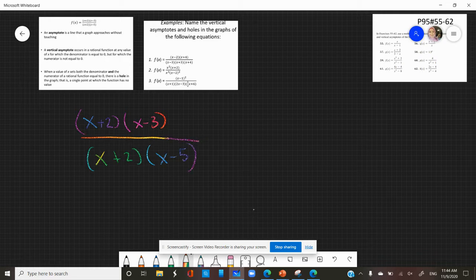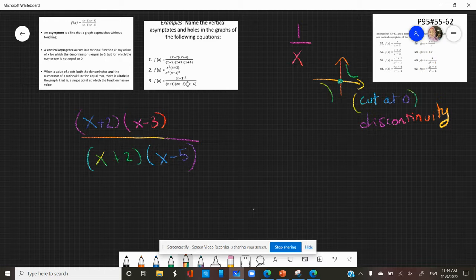If you remember the parent reciprocal 1 over x, and you should also remember its graph, we said there is a cut at 0, or what we called discontinuity in fancy words. Easy words, cut at 0. And why is it 0 specifically again? Because we can't have the denominator equal to 0. So this value is not allowed. We need to exclude it, and this is why this cut happened.